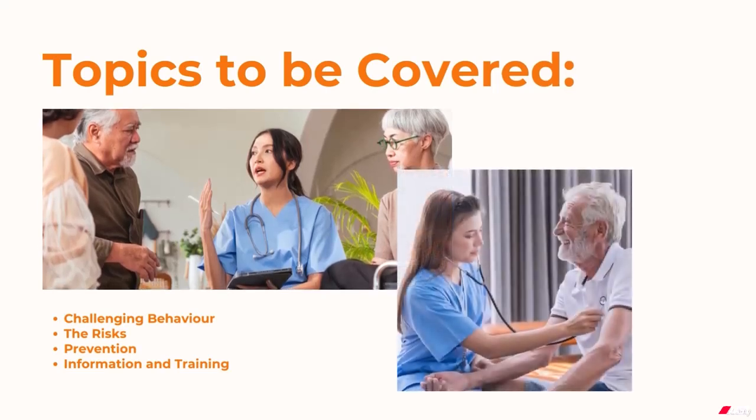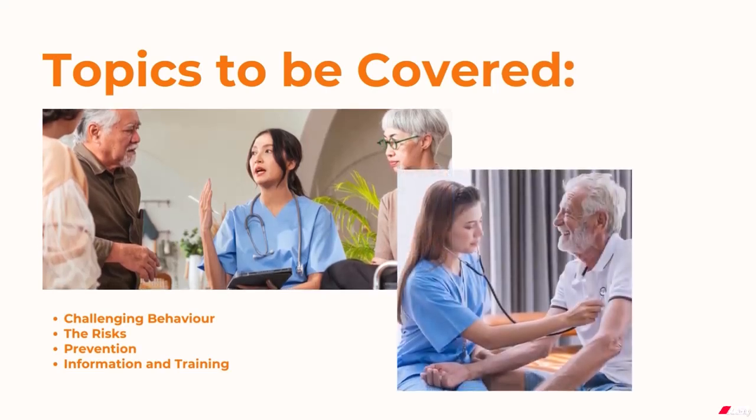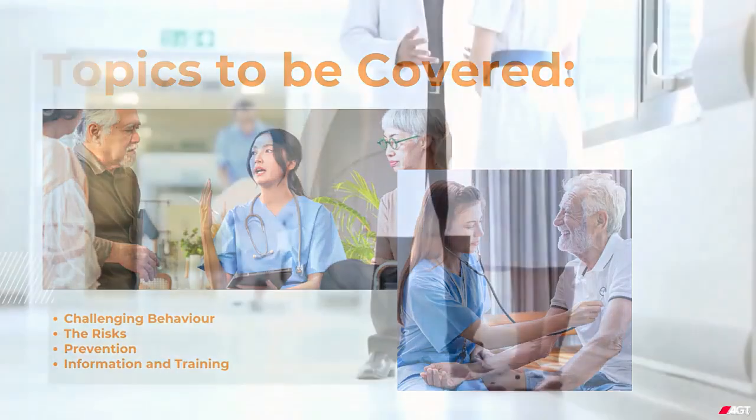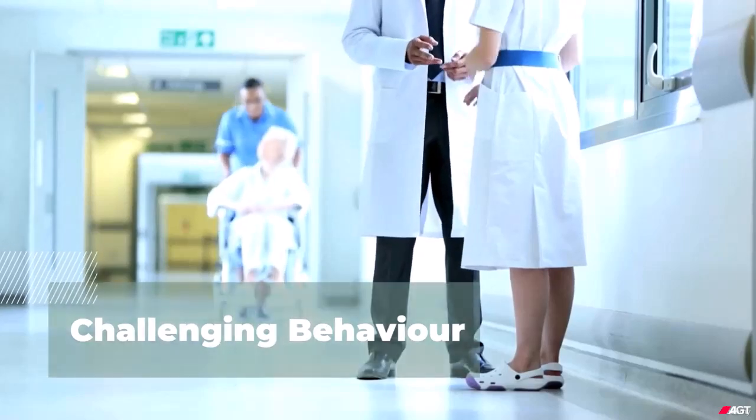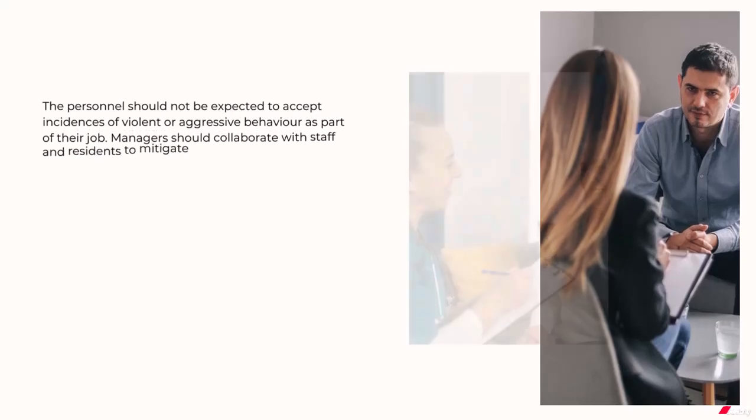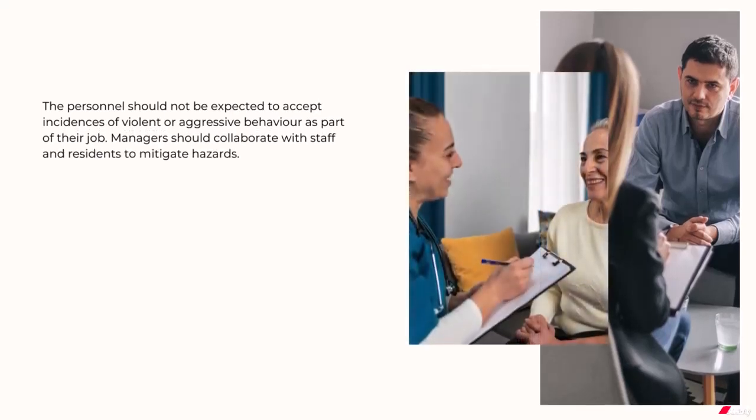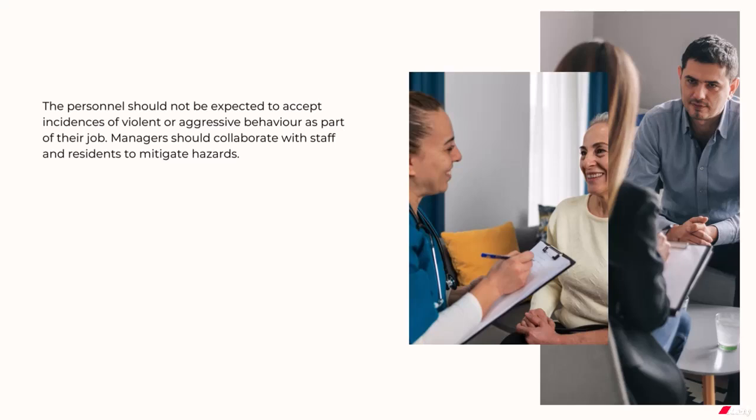Topics to be covered: challenging behavior, the risks, prevention, information and training. Challenging behavior. The personnel should not be expected to accept incidences of violent or aggressive behavior as part of their job. Managers should collaborate with staff and residents to mitigate hazards.